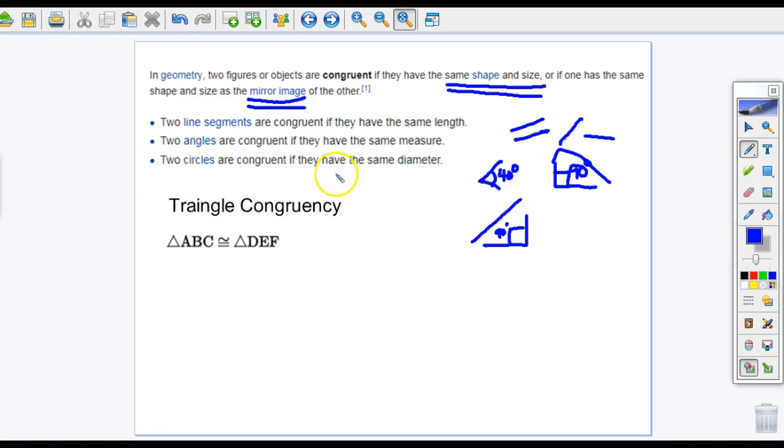Circles are also congruent if they have the same diameter, but we're really not going to look at that. I just put that down there, and it's a good definition to have because later on it will be important. Make sure you have everything copied down. We're going to move on to the next slide.